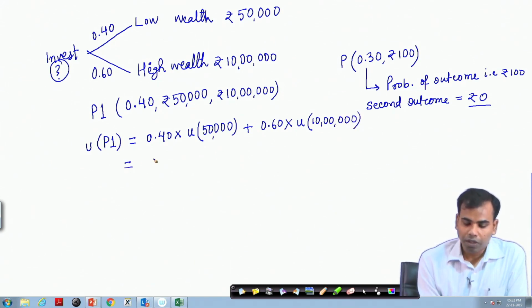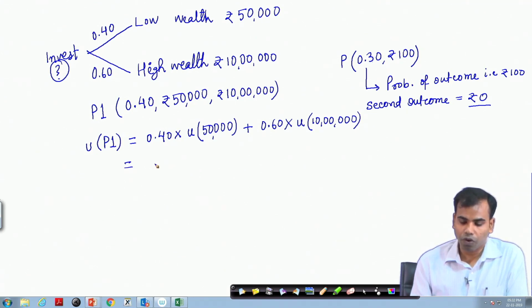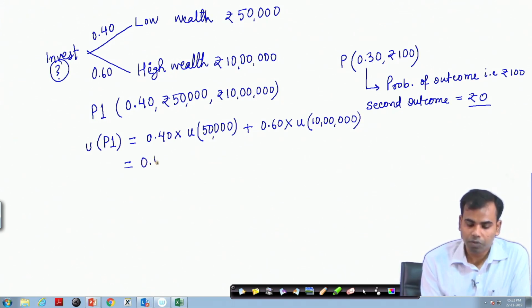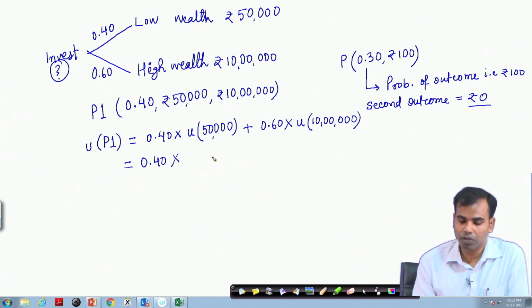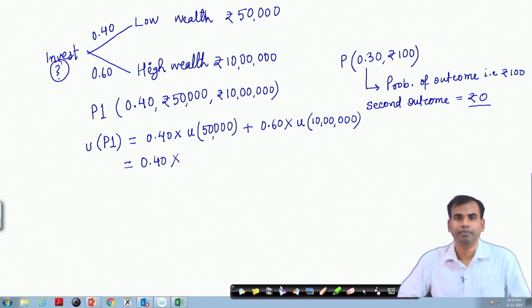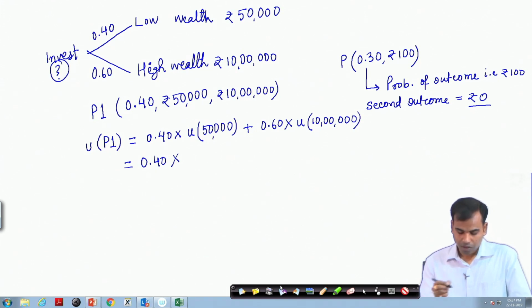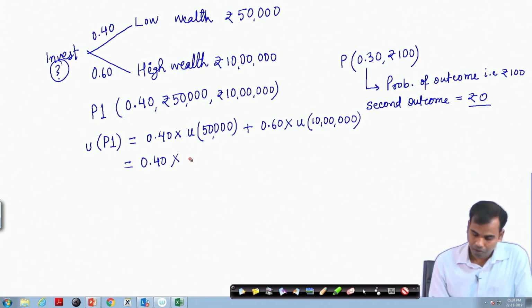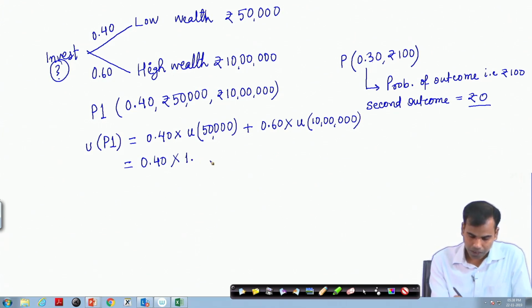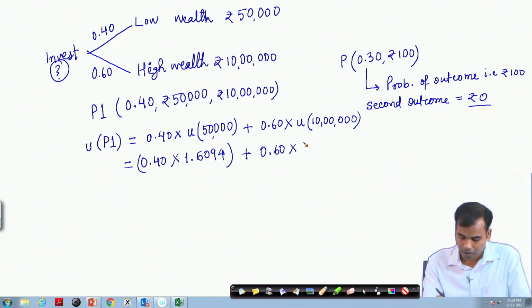Now, if we refer to the table which we had just calculated with the help of logarithmic function, we can express this in terms of the probability assigned to each of the outcomes, which is 50,000 here. So, going by the previous assumption which we had seen in the table of logarithmic utility function, we can see that the utility of 50,000 can be written as 1.6094, whereas the utility of 10 lakh can be written as 4.6052.